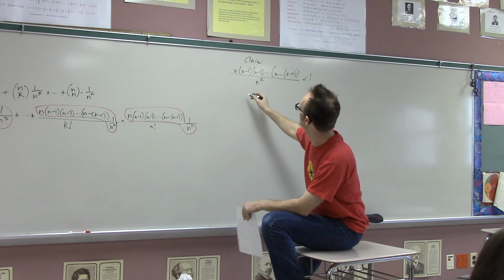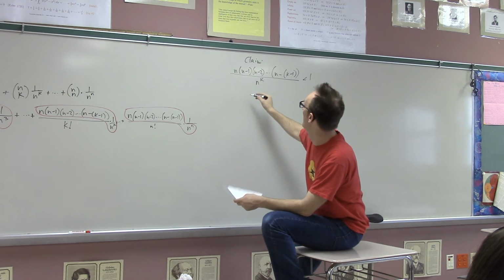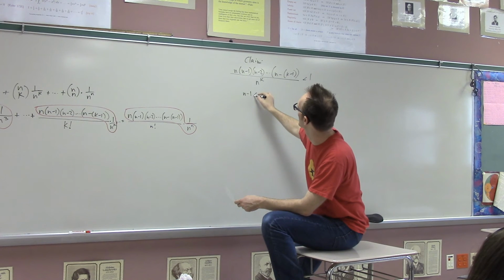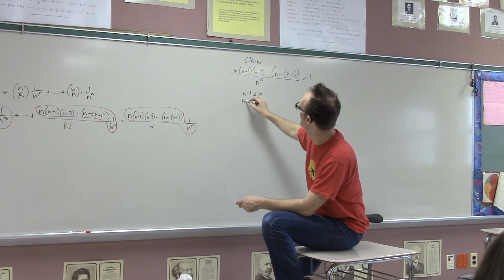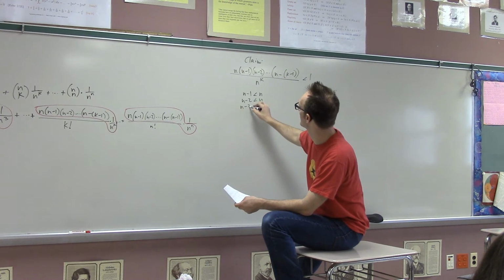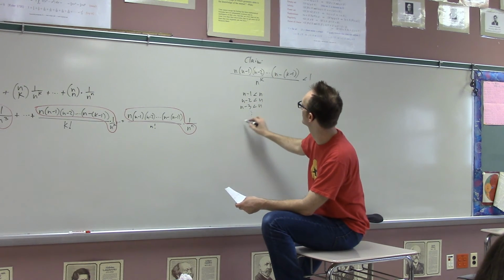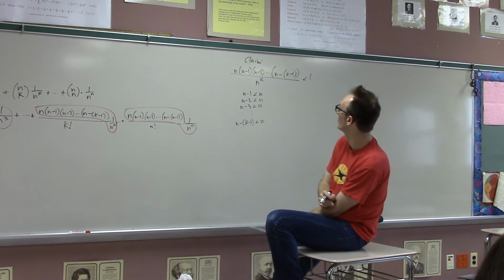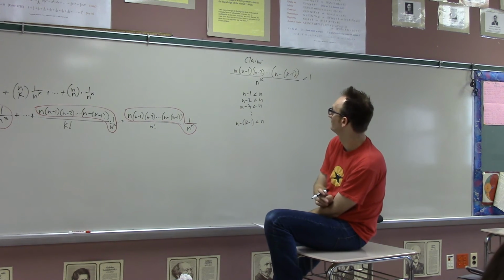The sloppy way is just to say, look, n minus 1 is less than n, n minus 2 is less than n, and then, you know, n minus 3 is less than n. Just keep on going until we get to n minus k minus 1. That's less than n also. And so, multiply them all up.